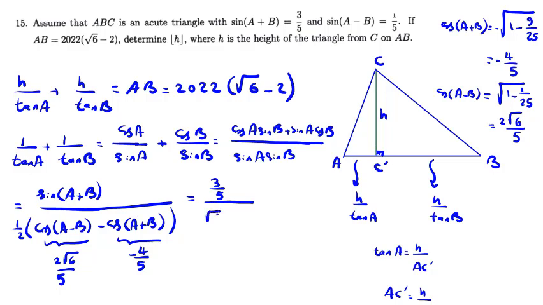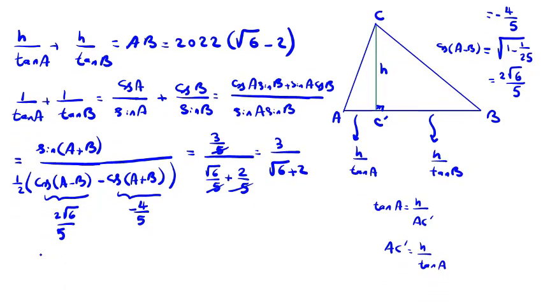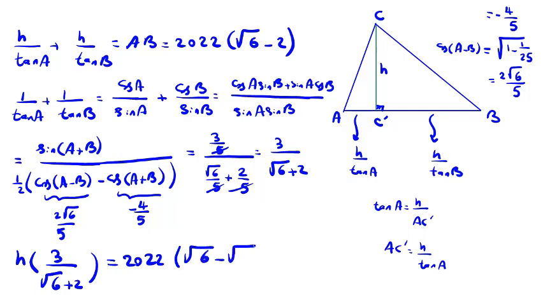1/2 of this will be root 6 over 5. Here is plus 4 over 2 is 2, 2 over 5. We can cancel this 5, so it will be 3 root 6 plus 2. Now, we can say what? h times 3 over root 6 plus 2 equals 20 root 6 minus 2.